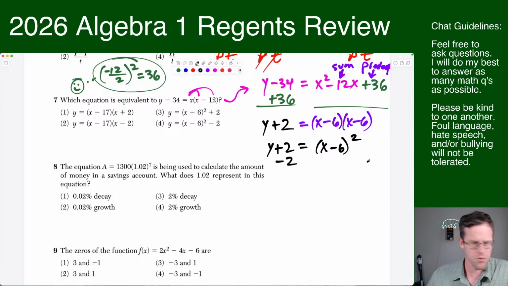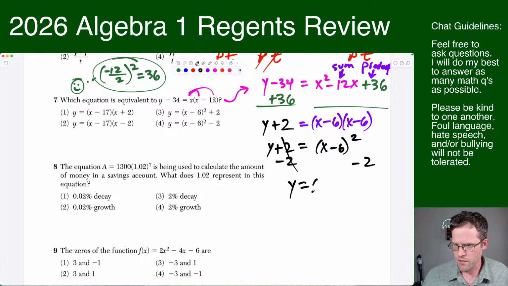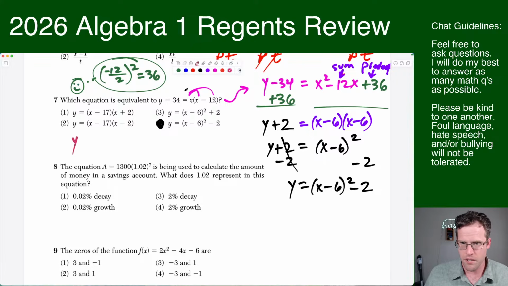And then just go minus 2 on both sides. Okay, and after we subtract 2 on both sides, this one does work out to choice 4. Okay, just double checking that everything worked out nice. So we get (x - 6)² - 2. So this is if you're like, hey, I want to do this with algebra. If you don't care about doing the algebra, you're like, hey, I just want to pass this.